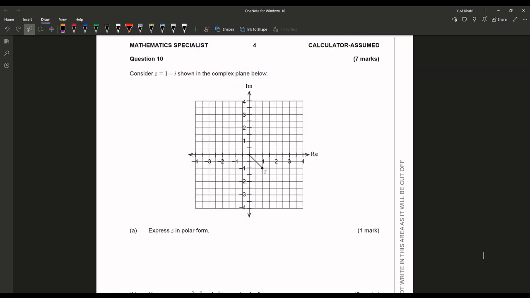Okay, question 10 says to consider z equals 1 minus i, shown in the complex plane below. And part A wants us to express it in polar form. Now that's easy. We know that this side is 1 and this side is 1. So our magnitude is going to be root 2. And the angle here, that's just pi on 4. You can just do tan inverse of 1 over 1, and you should get pi over 4. And because it's clockwise, the angle is going to be negative pi on 4. So the answer to part A is root 2 cis negative pi over 4.